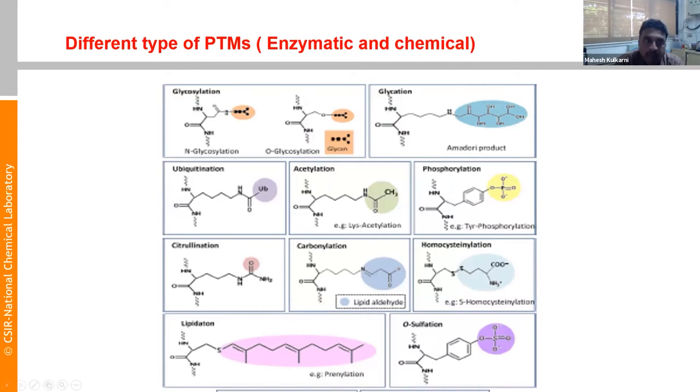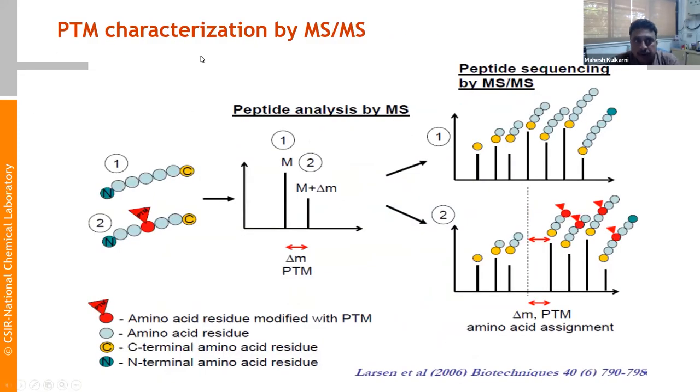Before that, I'll show you how it is done by MSMS. This is an unmodified peptide, whereas the second peptide is a modified peptide. The fourth residue carries the PTM. This is at the MS level: the unmodified, and the modified shows an increase in mass corresponding to the PTM. But when you do MSMS, you will get the fragment ions of both the unmodified and modified peptide. Since the fourth residue carries the PTM, the first three fragments have the same masses, whereas from the fourth residue onwards, the fragment ion masses have shifted towards the right side.